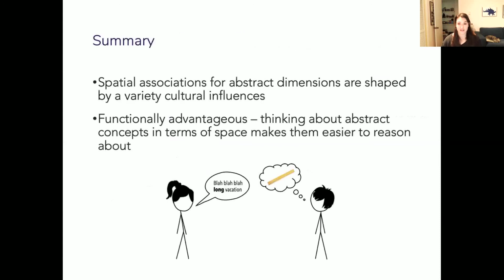Across these different studies and lines of work today, I have tried to make the case that spatial associations for abstract dimensions are shaped by a variety of cultural influences. So both language and explicit cultural artifacts can shape these associations. And the reason that these associations are so common, and that they maybe persist and are reinforced from infancy into adulthood, is because they're actually functionally advantageous. So thinking about abstract concepts in terms of space makes them easier to reason about, which is why these types of metaphors are so common.